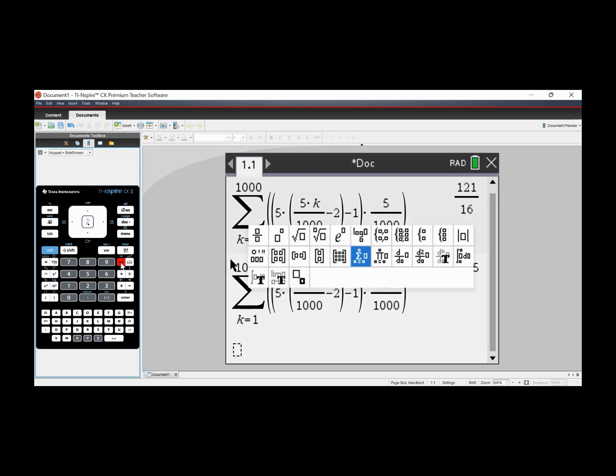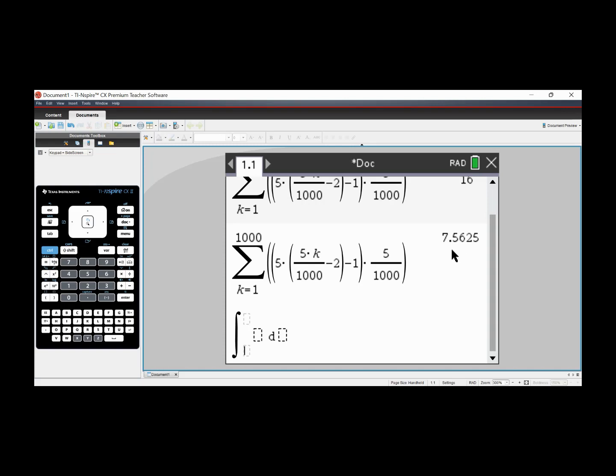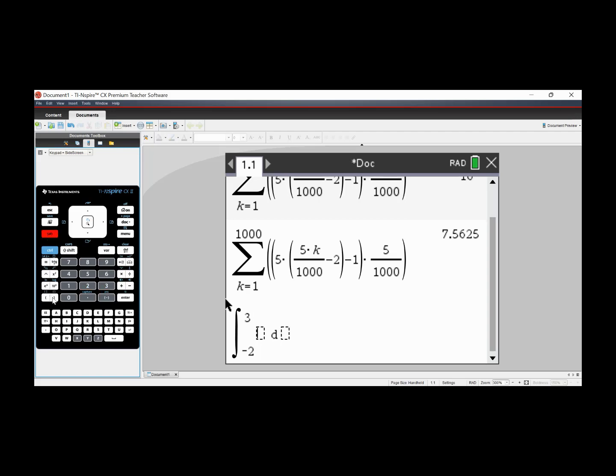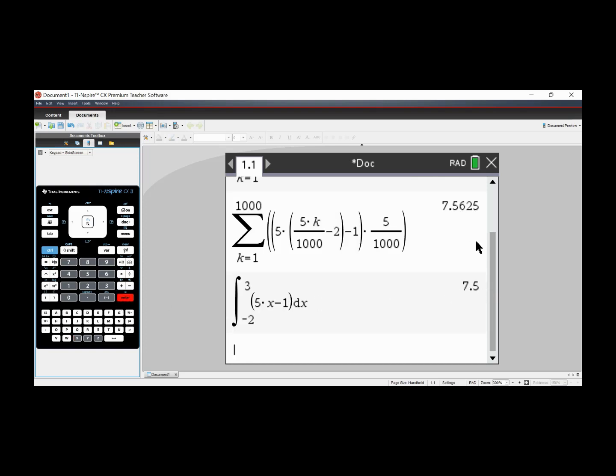So now we're going to go back to the template key. We're going to get our integral, and we said that this was the integral from negative 2 to 3. Our function was 5x minus 1, over dx, and we press enter, and it's 7.5. Now notice our sum was 7.5625, but that's because we picked an arbitrary 1,000. If we actually let n head to infinity and took that limit, they would be equal.